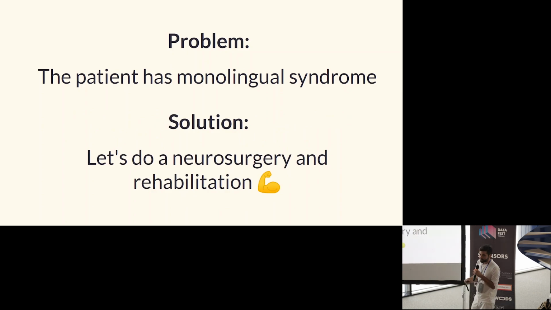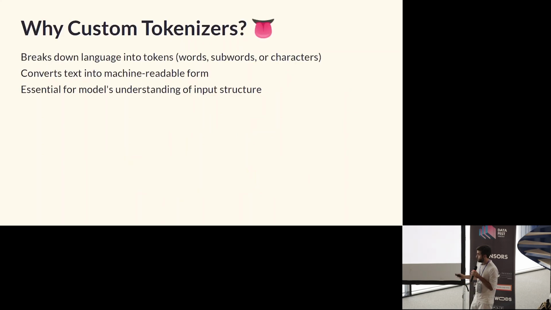When you do the neurosurgery, as I mentioned, the tokenization is one of the most important parts. And that's where you start. Why? Because tokenizers, as we probably heard in the previous talk, are very important, both for embeddings and the actual parametric knowledge. Because the tokenizer breaks down the language into the actual tokens, words, subwords, characters. And it converts that text into machine-readable form, which also is essential for the model's understanding.